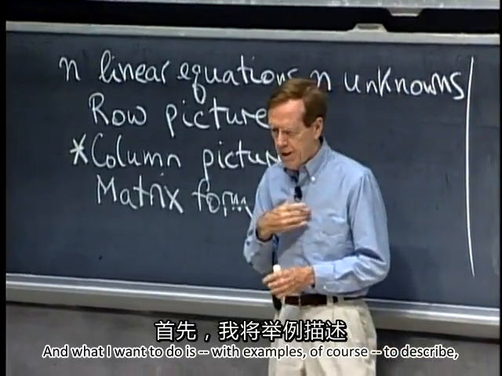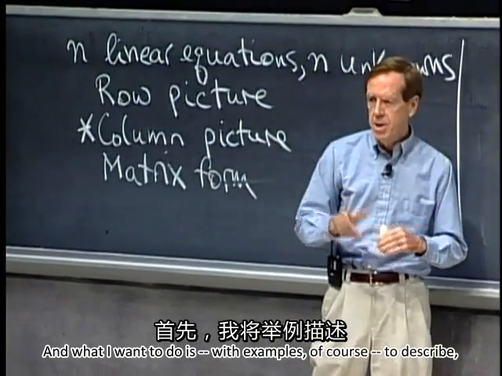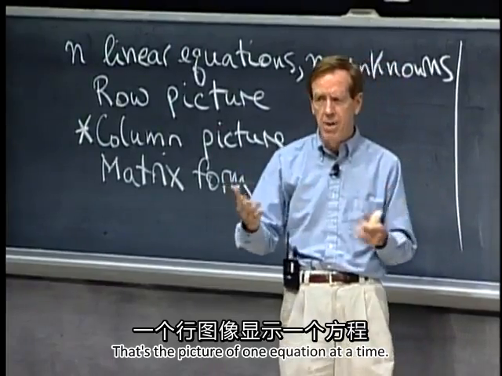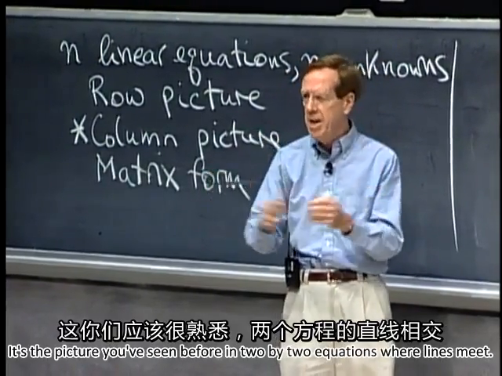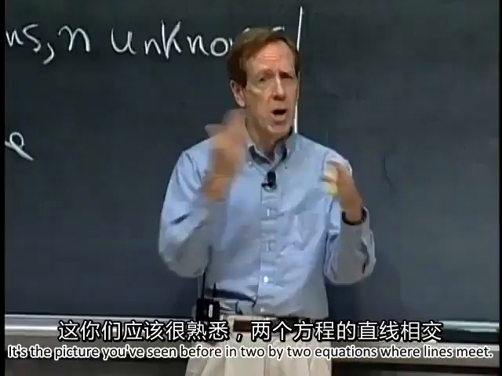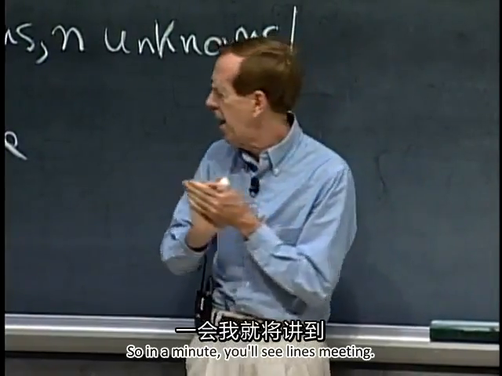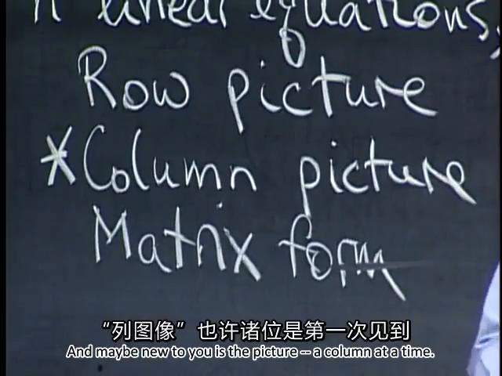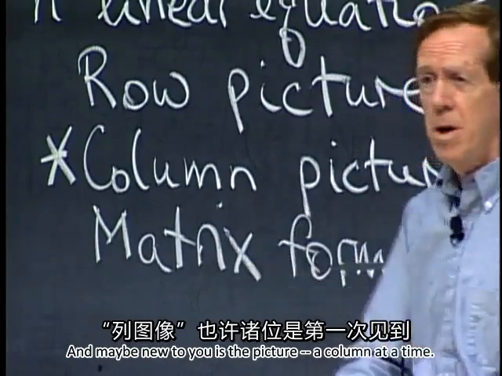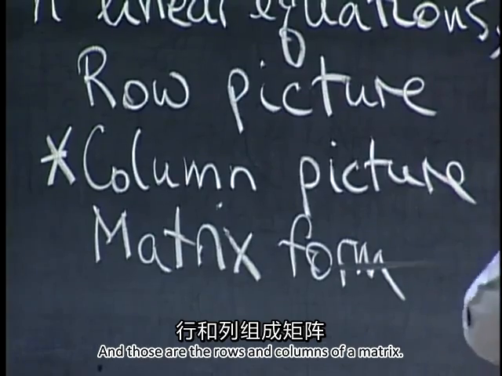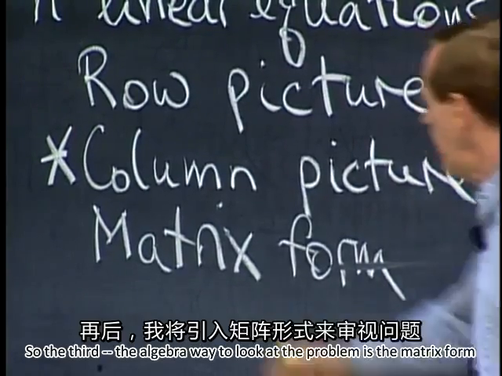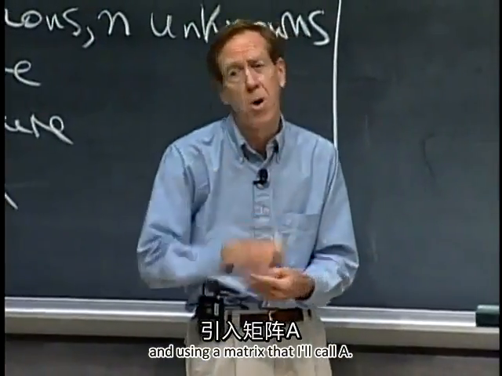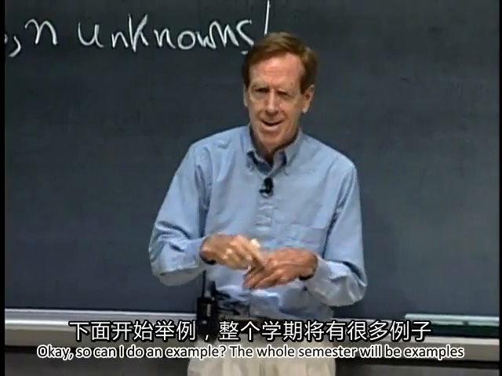And what I want to do is, with examples, of course, to describe first what I call the row picture. That's the picture of one equation at a time. It's the picture you've seen before in 2x2 equations where lines meet. So in a minute you'll see lines meeting. The second picture, I put a star beside that because that's such an important one, and maybe new to you, is the picture a column at a time. And those are the rows and columns of a matrix. So the algebra way to look at the problem is the matrix form, using a matrix that I'll call A.